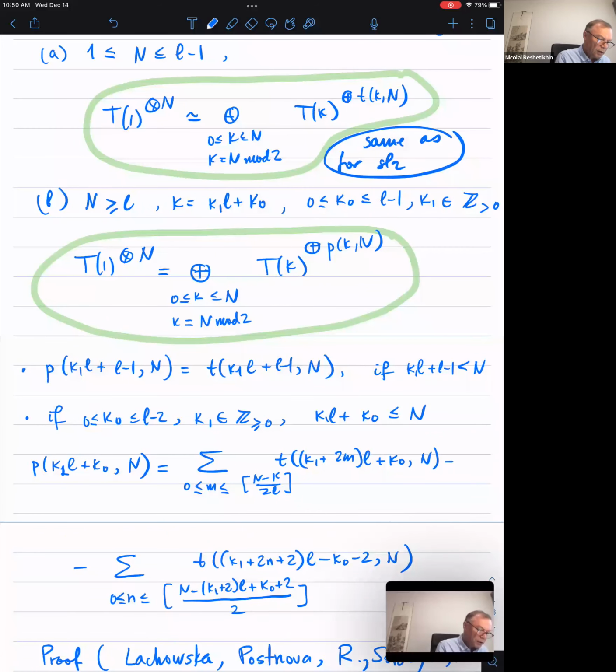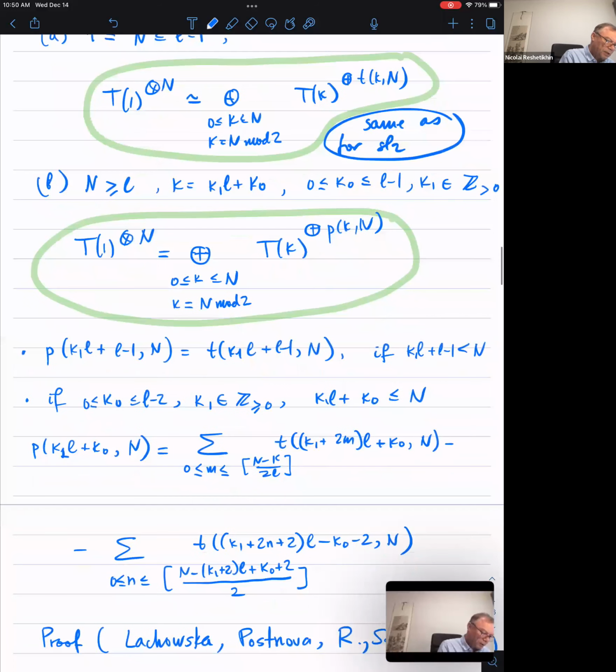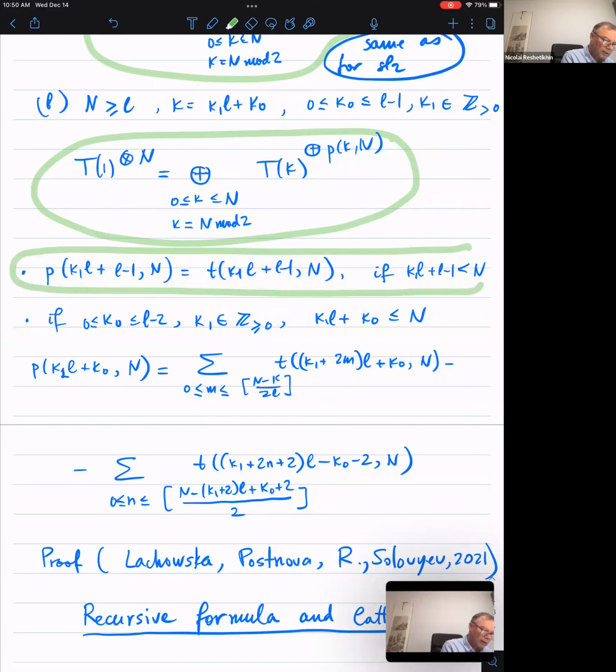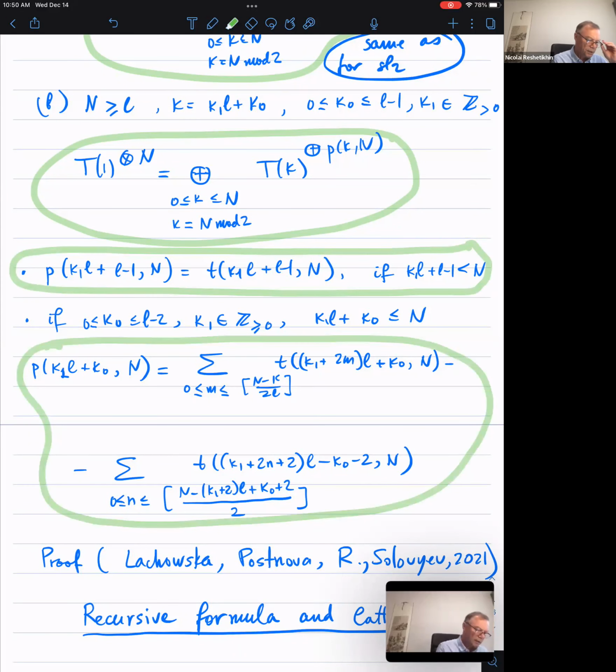So the question is, what are the multiplicities? And it turns out that the multiplicities can be computed. This is one of our results. They are given, again, by Catalan numbers if n is in this range, and they are alternating sums of Catalan numbers otherwise.